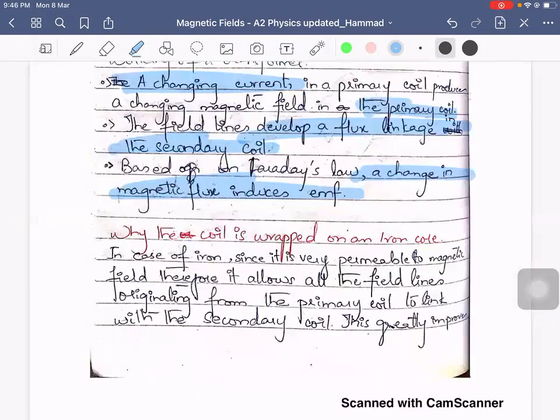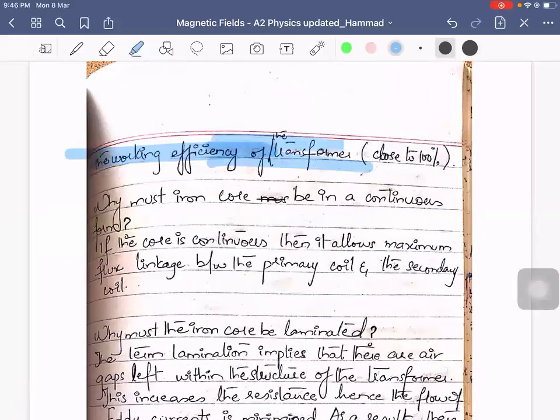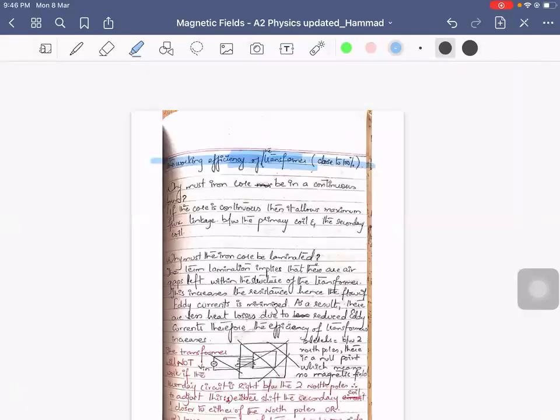Why should the coil be wrapped in an iron core? In the case of iron, it is permeable to magnetic fields. Basically, iron is a magnetic material. Therefore, it allows all the field lines originating from the primary coil to link with the secondary coil. It can actually transfer all the magnetic field lines. This greatly improves the working efficiency of the transformer and makes it close to 100%.